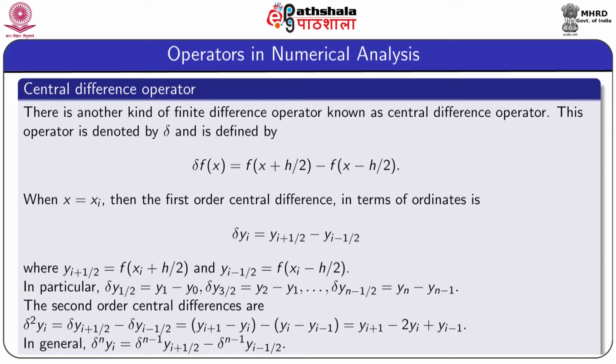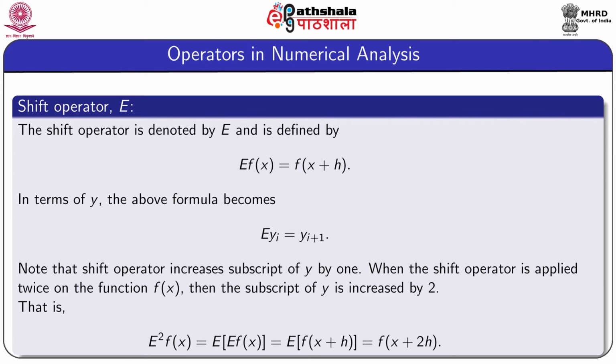This is the general expression to find any order central differences for the ordinates y 0, y 1 up to y n. Now, I come to another very useful operator, called the shift operator. The shift operator is denoted by capital E, and is defined by E f of x equals f of x plus h. In terms of y, this formula becomes E y i equals y i plus 1. Note that the shift operator increases the subscript of y by 1.